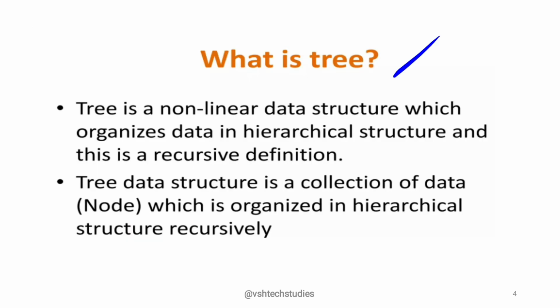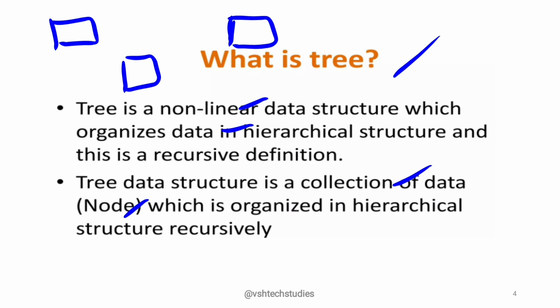What is a tree? A tree is a non-linear data structure which organizes data in a hierarchical structure, and this is a recursive definition. It is a collection of nodes organized in a hierarchical structure recursively. Any data you take is stored in memory: one data in one memory location, another data in another memory location. So several data are stored in several memory locations. These are called nodes, and these memory locations are linked to one another.